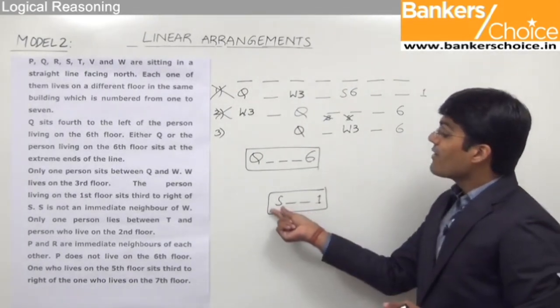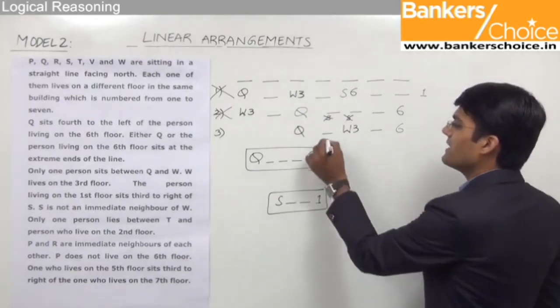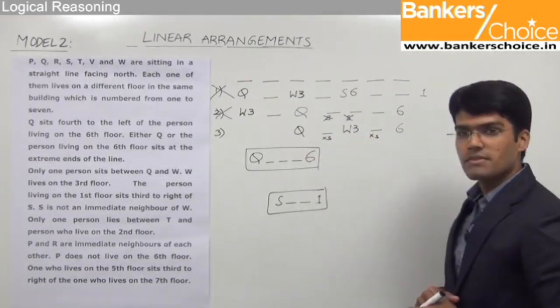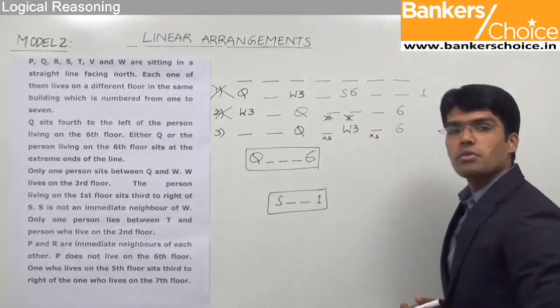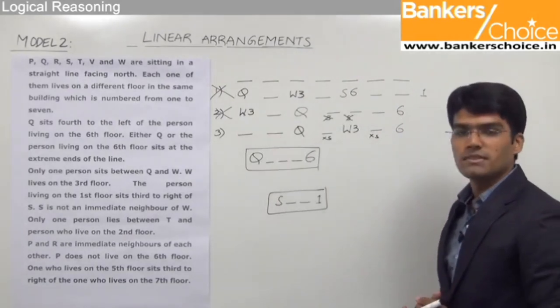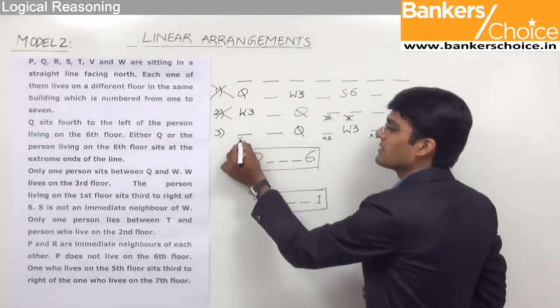We know that S cannot be an immediate neighbor of W, and as W has taken this position, we can say that S cannot come in this position as well as in this position. But the possible positions for S are the positions before Q. So let us try to fit S in any of these 2 positions. Let's say S takes this particular position, that is the first position.